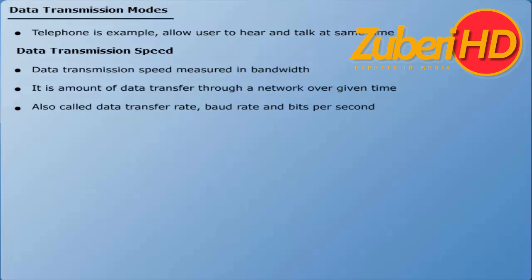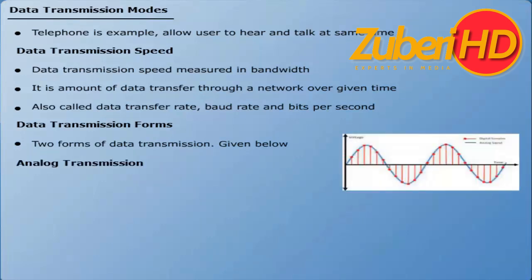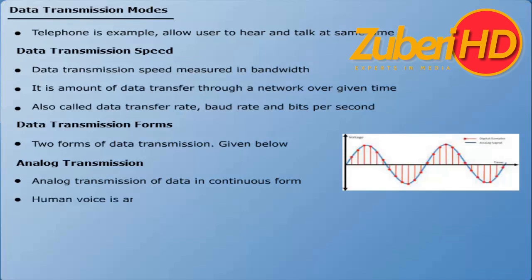Data transmission forms. There are 2 forms of data transmission, that is, analog and digital. Analog transmission. Analog is the transmission of data in a continuous waveform. The human voice is an example of analog data. When someone talks, an analog wave is created in the air medium. Analog signals are represented by a continuous range of values as shown in the following figure.